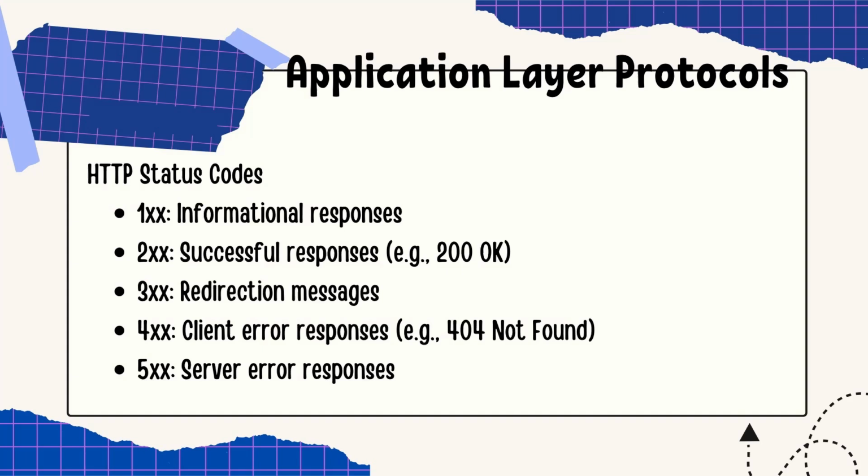HTTP status codes are three-digit numbers that indicate the outcome of an HTTP request. They're grouped into 5 classes: 1XX for information, 2XX for success, 3XX for redirection, 4XX for client errors, and 5XX for server errors. For example, 200 OK means a successful request, while 404 Not Found indicates the requested resource doesn't exist.